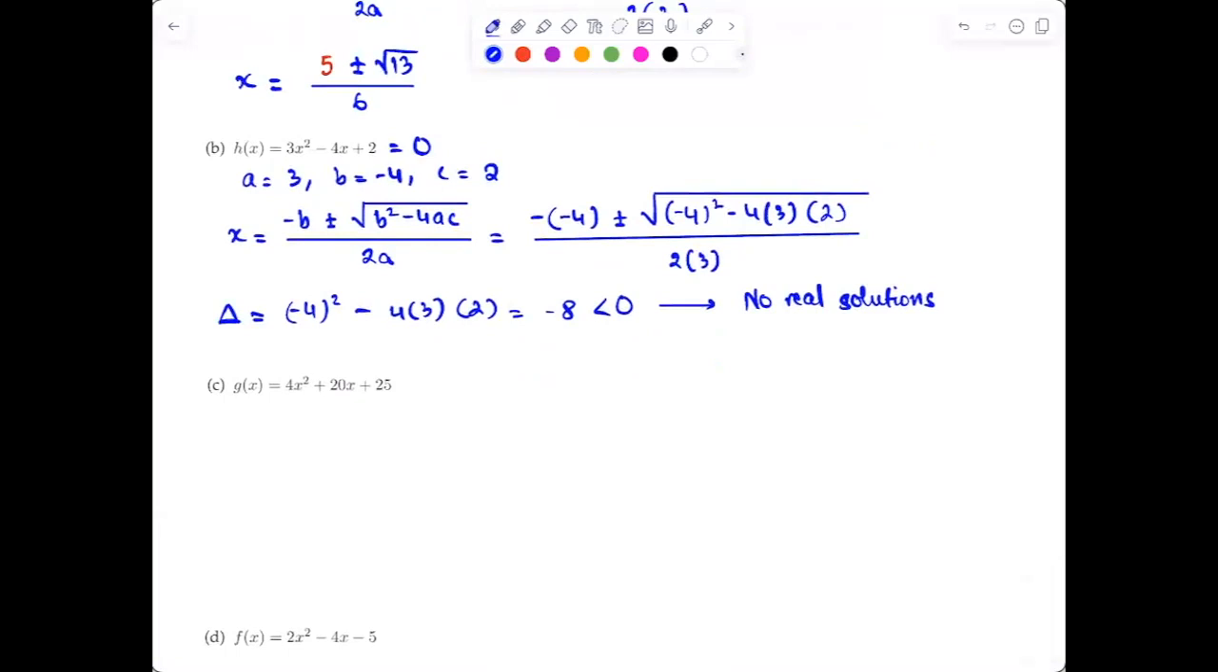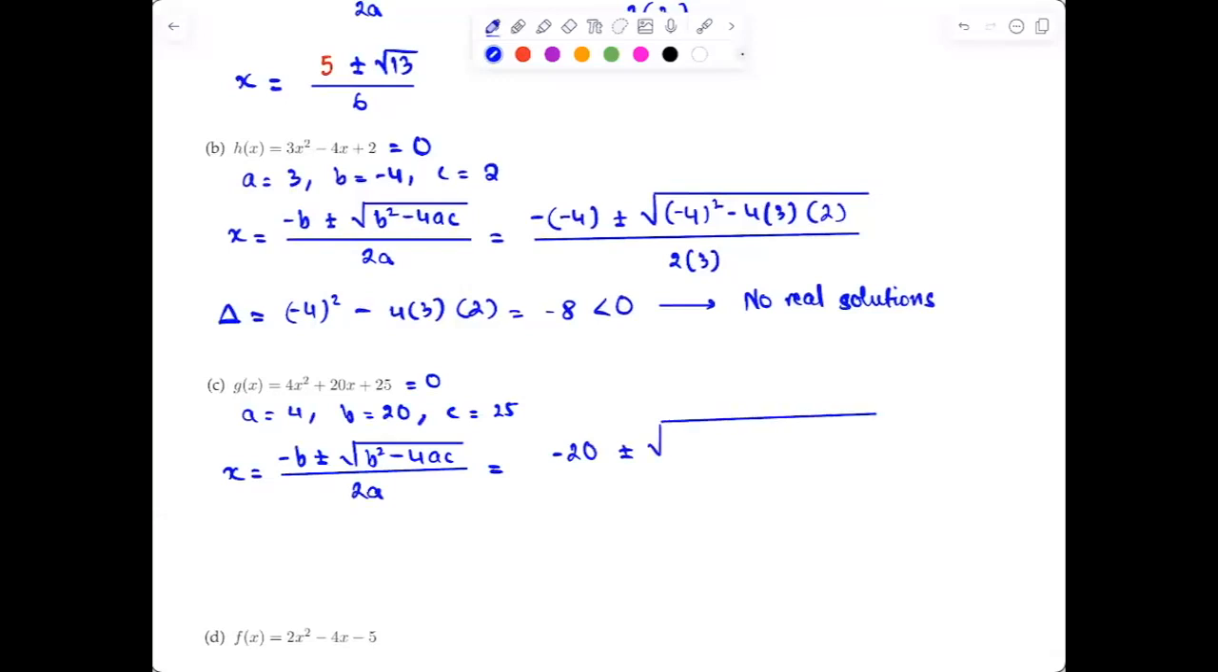And for part c, very similar approach. Set that equal to 0 and you get a equal to 4, b equal to 20, and c is equal to 25. And you solve for x, you get negative b plus and minus square root of b squared minus 4ac over 2 times a. Or this is negative 20 plus and minus square root of 20 squared minus 4 times 4 times 25 altogether divided by 2 times 4.